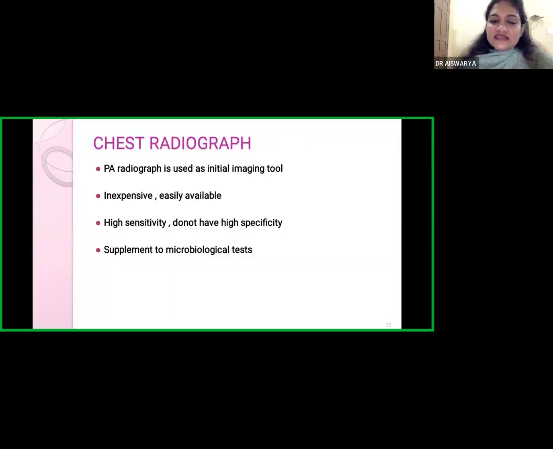So next comes the chest radiograph. We know chest X-ray PA view is the initial diagnostic tool. It is very inexpensive, easily available, but it is not specific. Chest X-ray is not specific, but highly sensitive to detect TB. So it can be used as a supplement for the microbiological test.